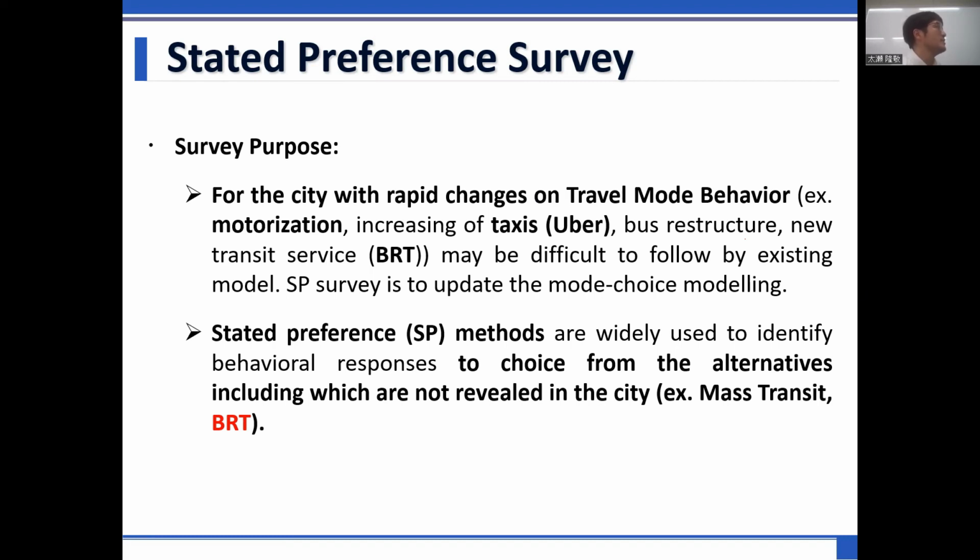In such kind of cities, it may be difficult to follow by existing models. On the other hand, in Japan, the stated preference survey is not so popular because such kind of rapid changes can't be expected.